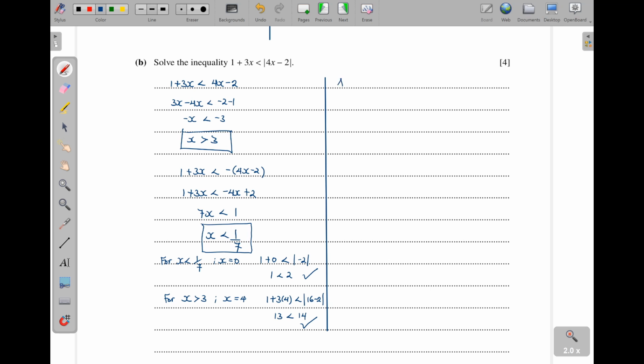Then alternatively, we can sketch the line y is equal to 1 plus 3x on the same graph.